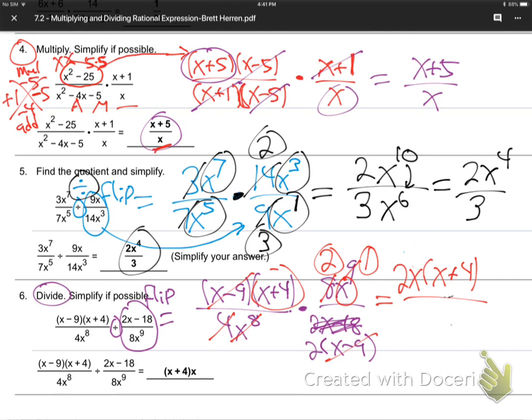What's on the bottom? Oh, another 2. So those 2's will cancel. I didn't see that other 2 in the bottom. So those 2's will cancel, so it's just x times x plus 4. They put it in the opposite order. That's the same thing. All right, let's move on.